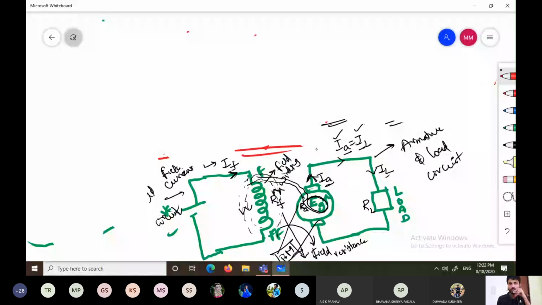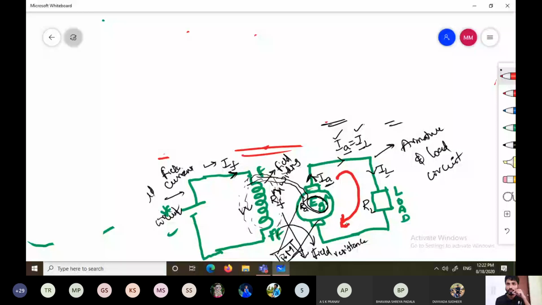So we want EG, where the EG will be induced in the armature only. So it doesn't require the field circuit. We apply KVL for only the armature and load circuit in the direction of IA. Apply KVL in the same direction in which IA flows.